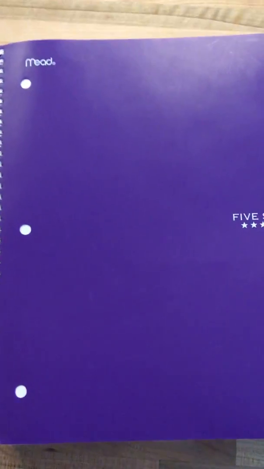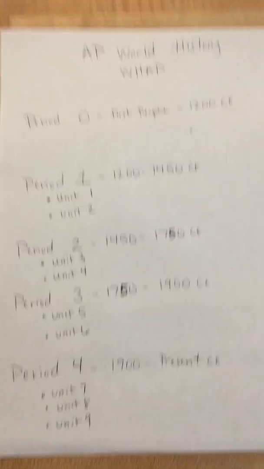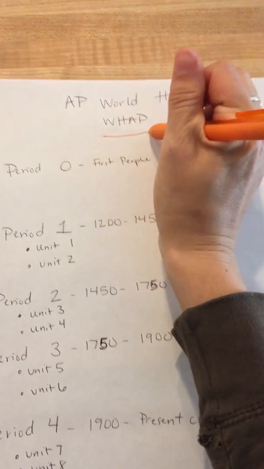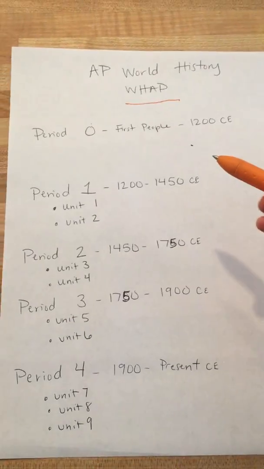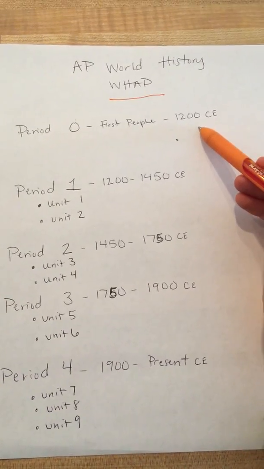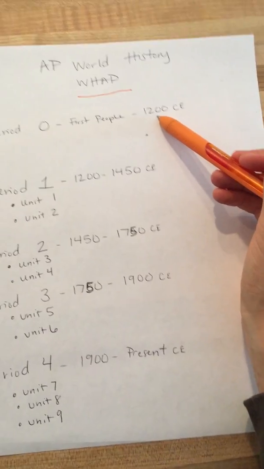Hello, so this video is going to go over what to put in your 5-subject notebook. Just a brief overview of the course: AP World History, which we oftentimes call WHAP, has essentially 5 time periods. We've got Unit 0, that's what we're going to do the first 2 weeks of school, and it's just giving you an overview of everything that happened before 1200.